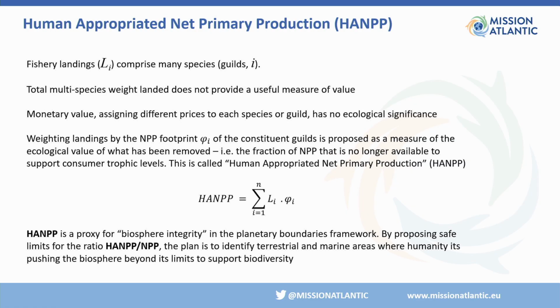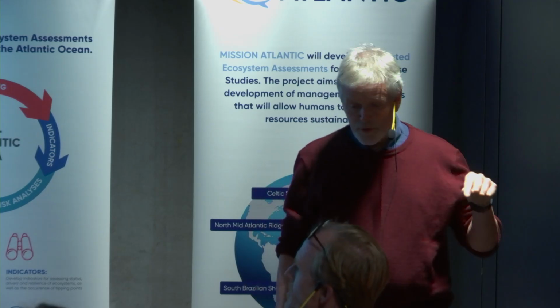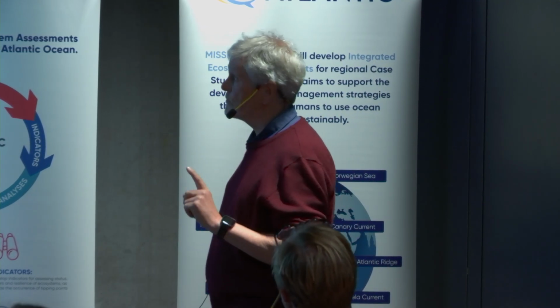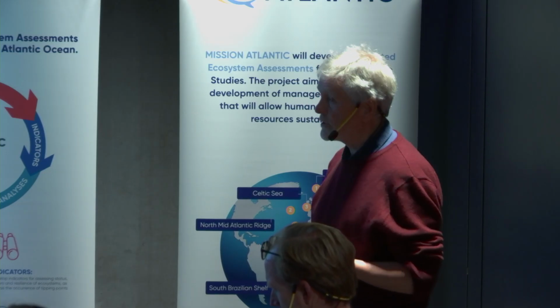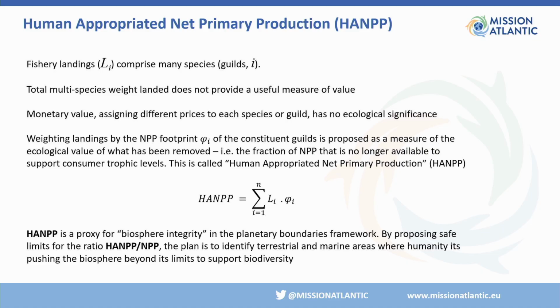Human appropriated net primary production is the fraction of the biomass that's extracted, asking what's the primary production that was required to generate those landings. So the problem is that fishery landings comprise many species. The total weight landed doesn't provide a useful measure of anything very much of value ecologically. Monetary value is another way of thinking about it, using different prices for each species, but that's got only economic significance. But this value of the footprint, the primary production footprint of each guild, is really useful, because from that we can calculate the primary production footprint of the landings, and that's what we call this human appropriated net primary production.